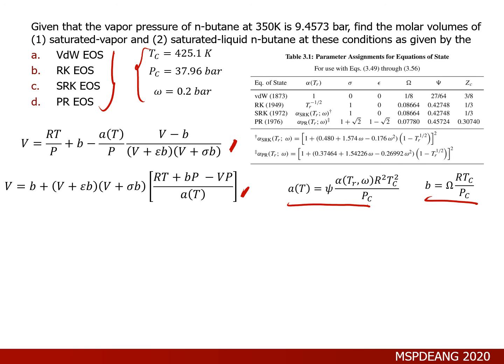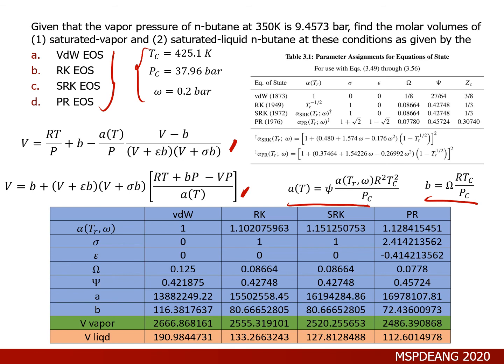From here, you can make an Excel spreadsheet if you want, or you can calculate all of these manually. So for the summary of these calculations, you should be able to obtain the following values for the van der Waals, Redlich-Kwong, Soave-Redlich-Kwong, and the Peng-Robinson equation of state, for the vapor and the liquid root. So this is the most accurate solution. I think 0.001 or less is the tolerance for the volume. So again, this is the vapor-like root, this is the liquid-like root.